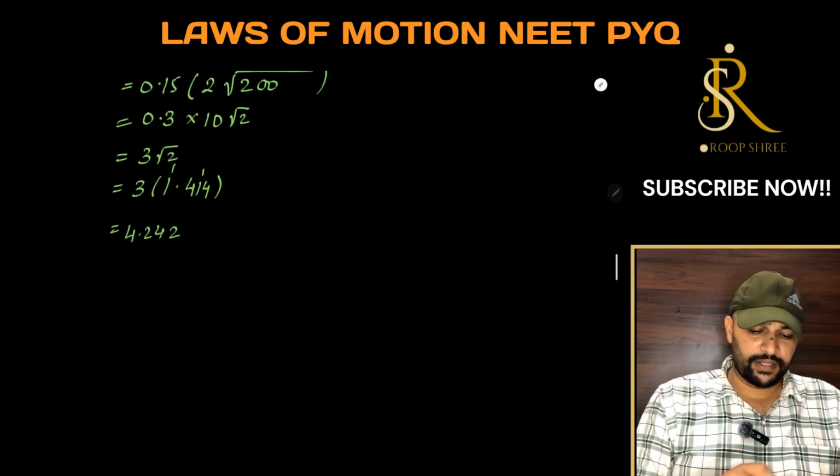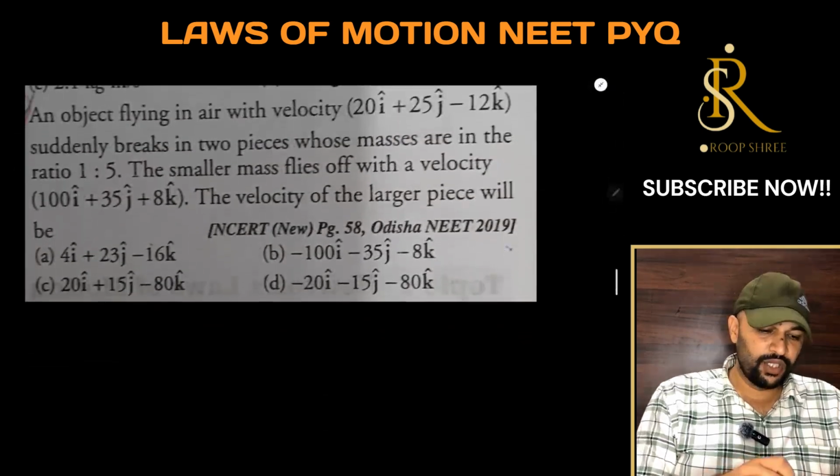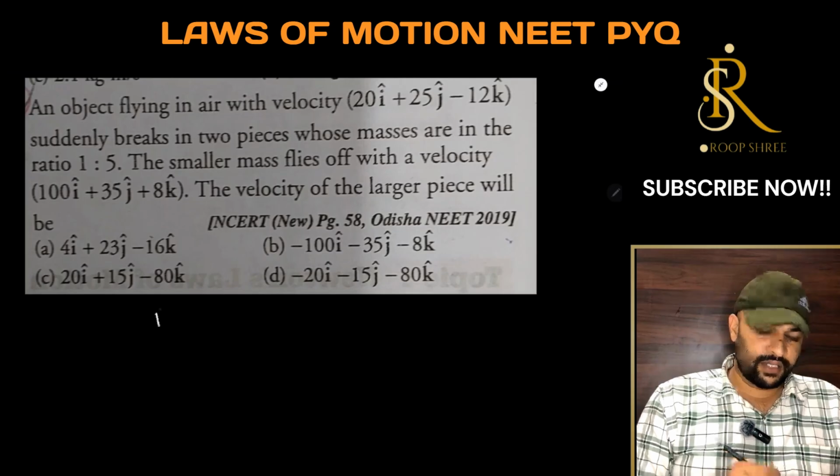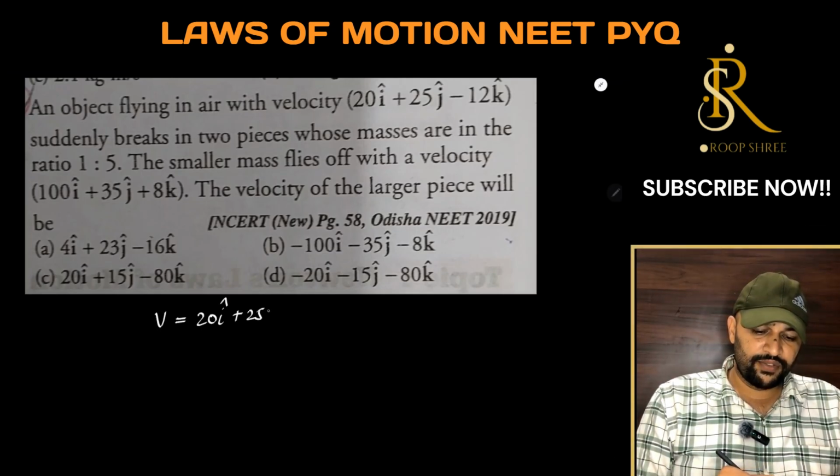I hope this is clear. Let's see the next question. Our next problem says an object flying in the air with a velocity, so what's the velocity of the object? 20 i cap plus 25 j cap minus 12 k cap, correct?